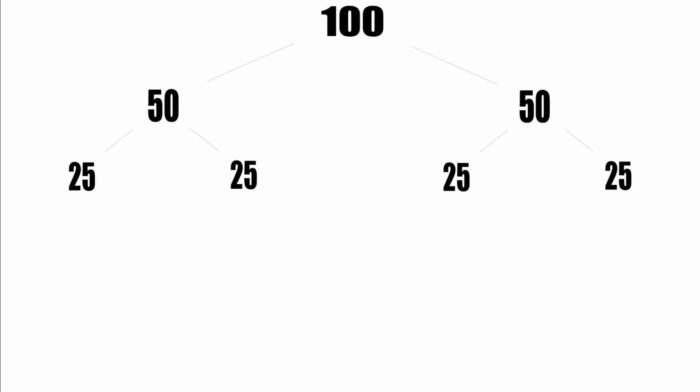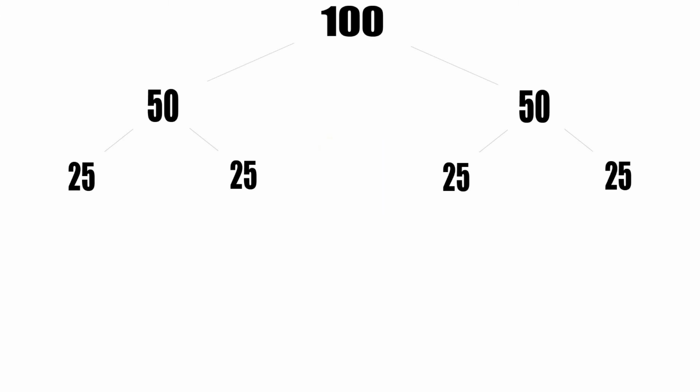Let's take the number 100. Now divide 100 in half. The result is two equal parts that are half of the original number. Now let's take those numbers and divide them in half. The result is now four equal parts that are a quarter of the original number.